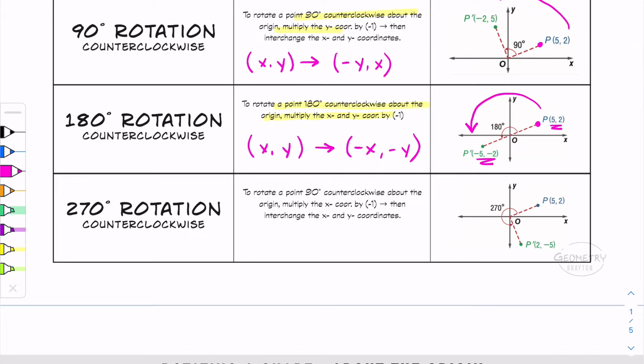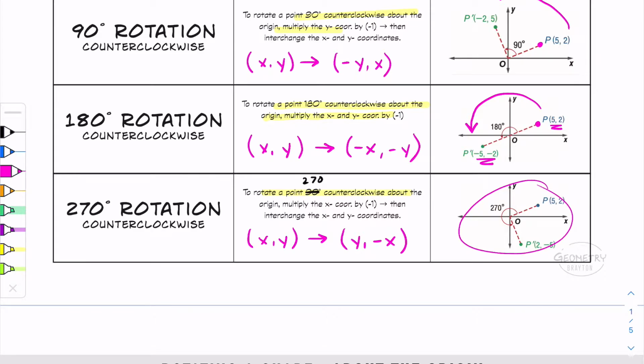And then we have a 270-degree rotation counterclockwise. To rotate a point, oops, that's a typo. Everyone needs to fix this. To rotate a point 270 degrees counterclockwise about the origin, you multiply the x coordinate by -1, and then you interchange the x and y coordinates. The rule is stated x comma y maps onto y comma -x.